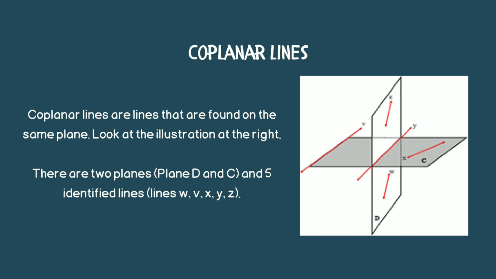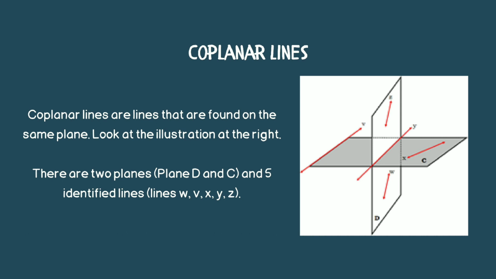No, because line Z is on plane D, while line X is on plane C. How about the lines V, Y, and W? Are they coplanar? No, they are not coplanar because lines V and Y are on plane C, while lines Y and W are on plane D. They all should be on the same plane.